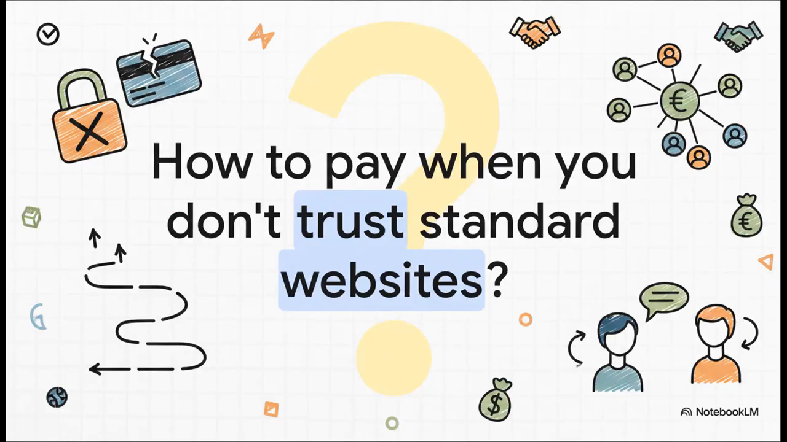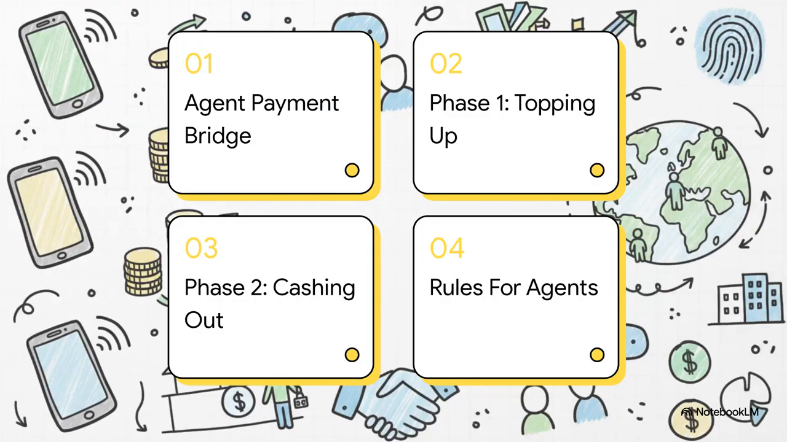So think about this. How do you pay online when you absolutely don't trust standard websites? Or, what if standard web payments are just too difficult to use in your region? I mean, we completely take credit card processing for granted, right? But for a massive demographic of online players, typing a card number into a random website is an absolute non-starter. No way. Well, this document we're looking at outlines the exact solution to that problem. A shadow payment ecosystem built entirely on human interaction. Okay, let's dive into this.